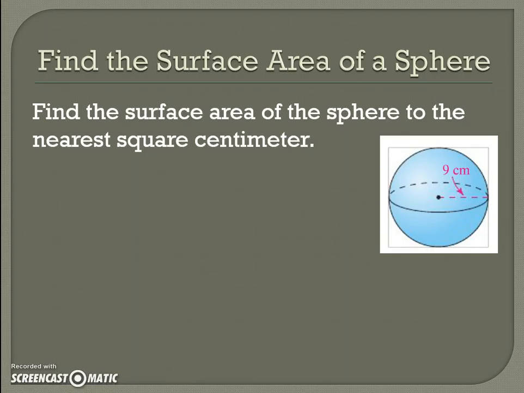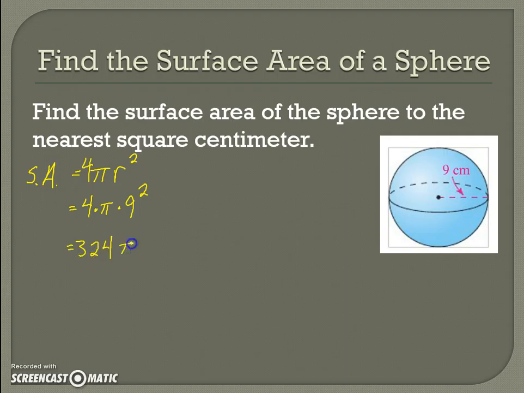All right, find the surface area of a sphere. It says find the surface area of the sphere to the nearest square centimeter. So in order to do this, we're going to start out with our formula. Surface area is equal to 4 pi r squared. So I'm just going to substitute in, instead of r, I'll write 9. So 4 pi times 9 squared. And then 9 squared is 81. And then 81 times 4 is 324.